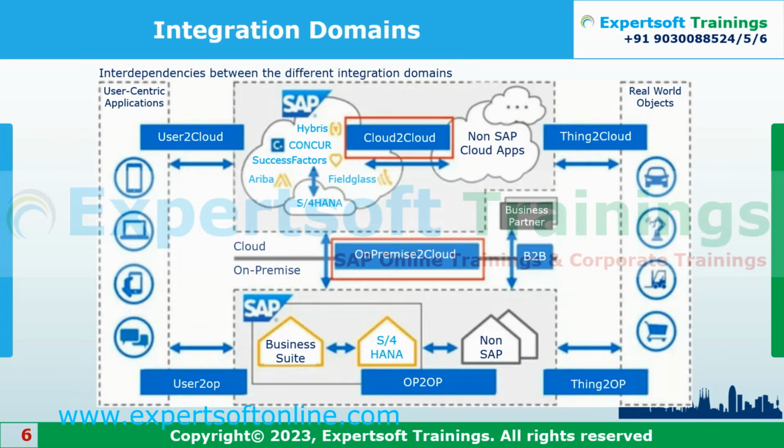Now, there are a couple of integration scenarios that emerge. One is you can integrate user to the cloud using integration. That is one scenario. You can connect users to the on-prem system also, right? You can connect cloud to cloud. You can connect cloud to on-premise or on-premise to cloud. You can connect things to the cloud or things to on-premise. All these fall under the integration domains, right?